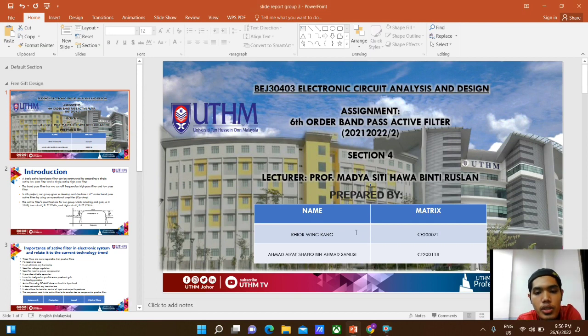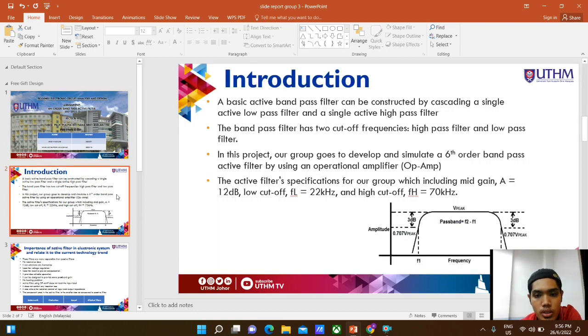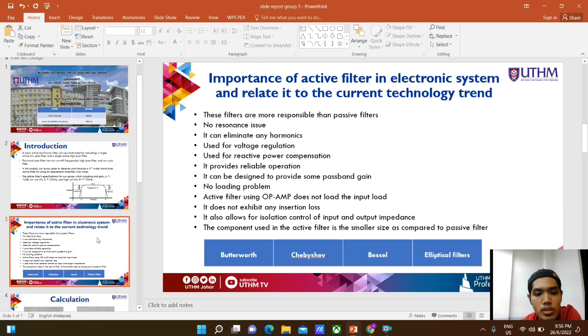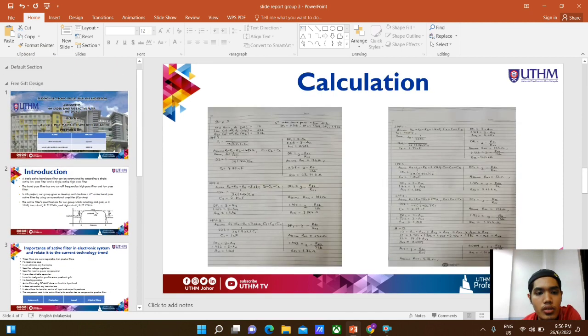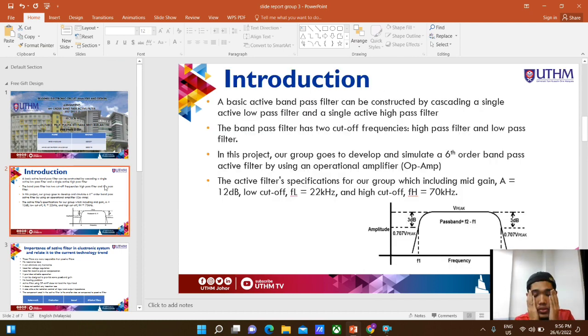CE20011. So today I will present about our project for electronic circuit analysis and design. We have only two members, which is me and Ko Wing Kang. Today I will present the introduction, importance, and calculation for our simulation, manual calculation. Firstly, I will present the introduction.